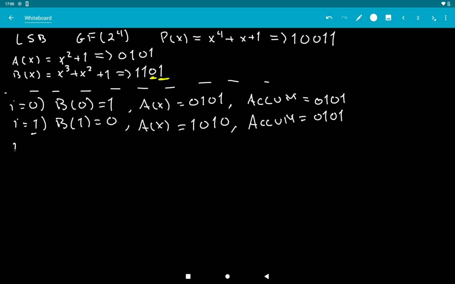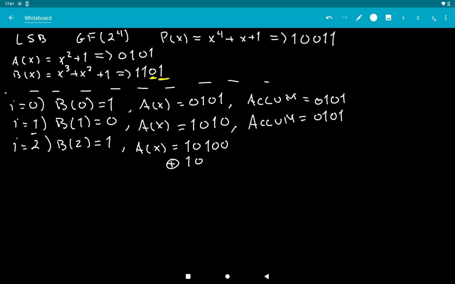This next iteration is where it gets kind of interesting. We're going to take b of 2, which is 1 again, and then a of x. A of x actually shifts outside of our field. You see, now we have a 1 in that x to the 4th place. We've shifted outside our field. We can't do that. It's a finite field. We're limited. And the way we solve that is just by XORing our shifted a of x by our primitive polynomial.